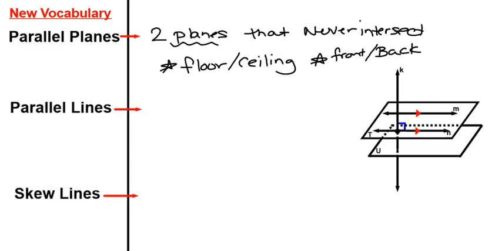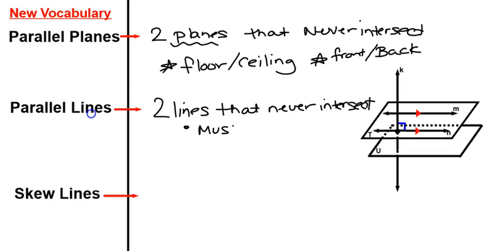Then we're going to move on to parallel lines. Those are 2 lines that never intersect. Now, there are a couple things that are important about this guy here, and that is that they must be in the same plane. And you need to make sure that you use arrows to show that lines are parallel.